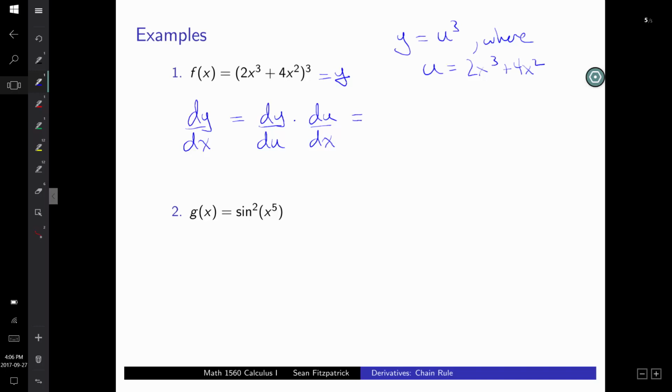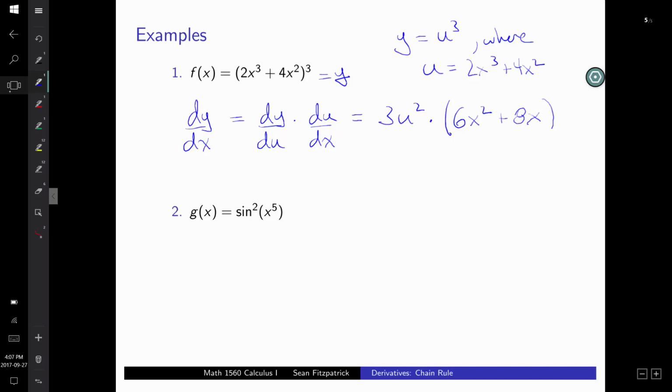So the derivative of y with respect to u, well, that's simple enough. y is equal to u cubed. That's simply the power rule. The derivative of u cubed is 3u squared. And then we have to multiply by the derivative of u with respect to x. So here's u. There are two terms, both of them power rule derivatives. The derivative of x cubed is 3x squared times 2, which gives me 6x squared. And the derivative of x squared is 2x times 4, which gives me 8x.